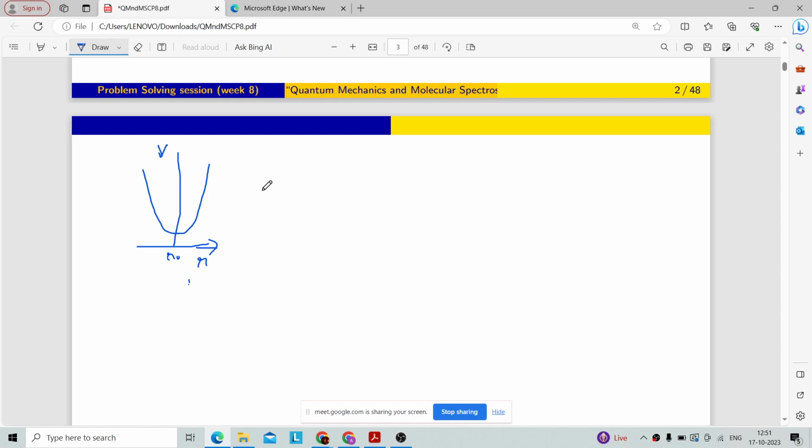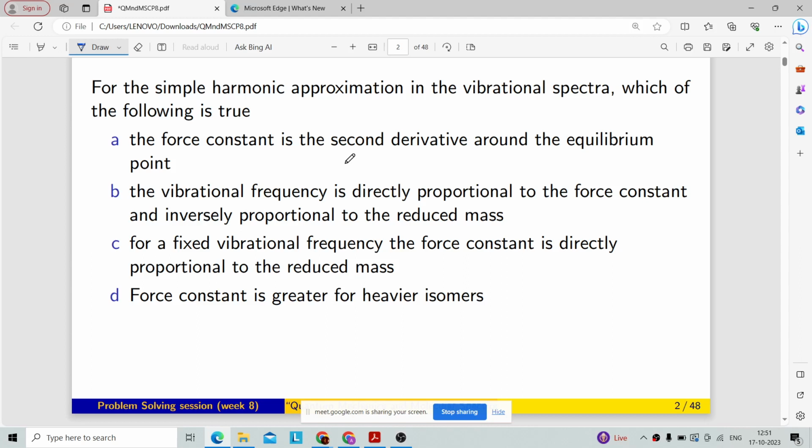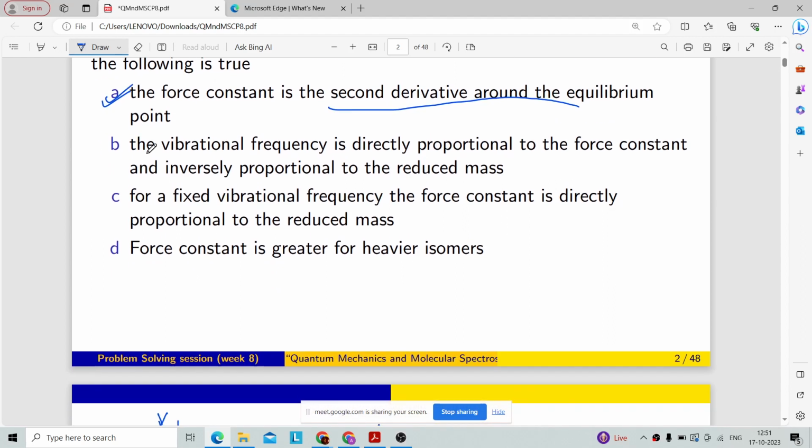We know from the class that the force constant k will be del square V over del R square at R equal to R naught, right? So the force constant is the second derivative around the equilibrium point. This is correct.